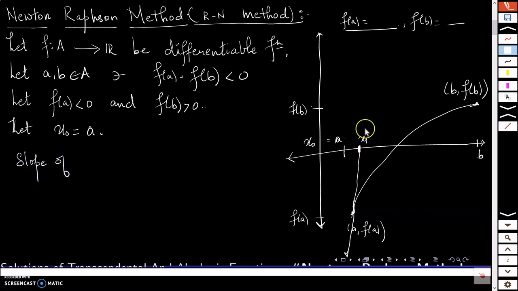So the slope of the line segment joining x1 and a is, the y coordinate is 0 here, right? So that's f of a, that is f of x naught minus 0 upon a minus x1, but a is nothing but x naught, so that is x naught minus x1, and this slope is nothing but the derivative of the function at the point a, which is nothing but x naught.